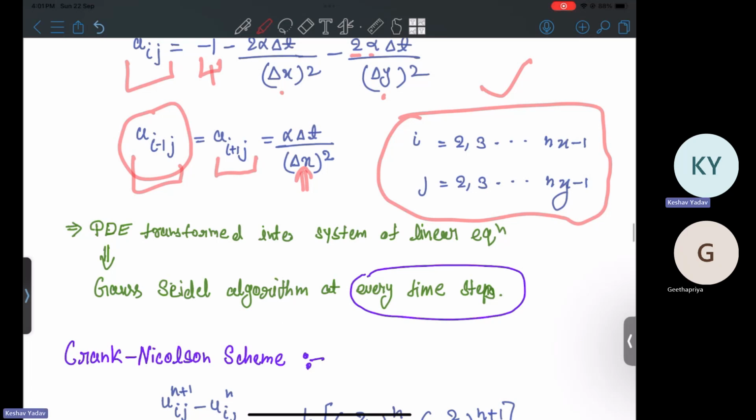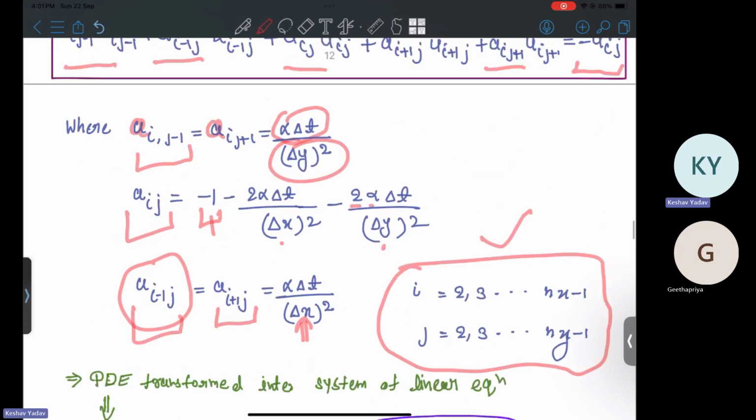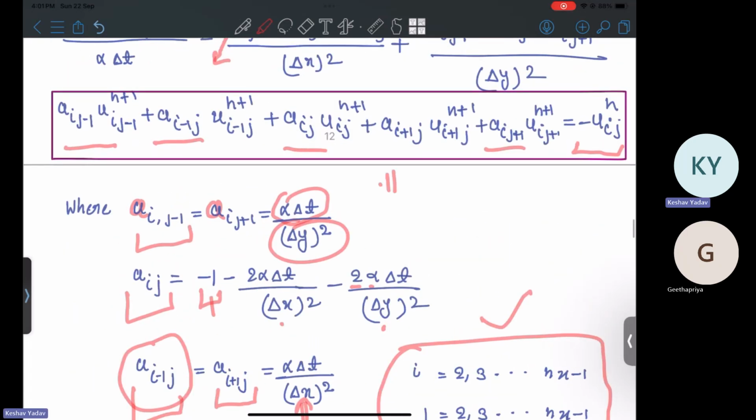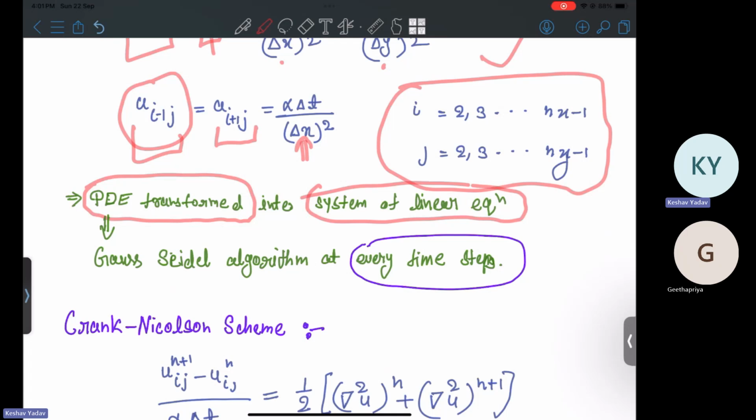We have seen this for interior points because we have discretized the governing equation only. Now you can see that we lead to a pentadiagonal system of equations for n plus 1 time. It means this partial differential equation is converted into a system of linear equations, which is pentadiagonal. So what do we need? We need the Gauss-Seidel algorithm at each and every time step. Okay? Clear?